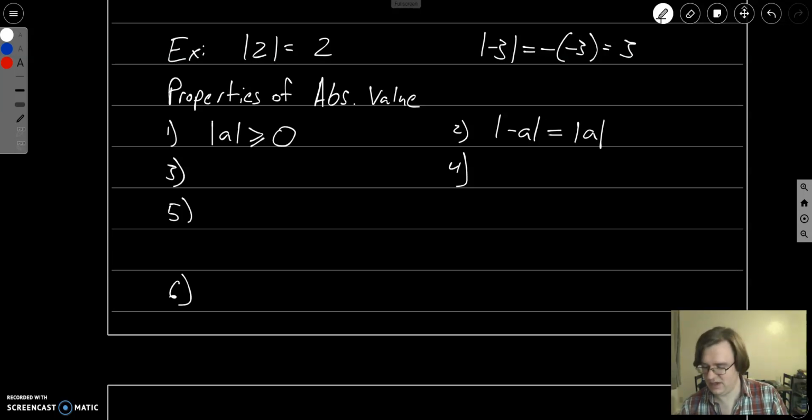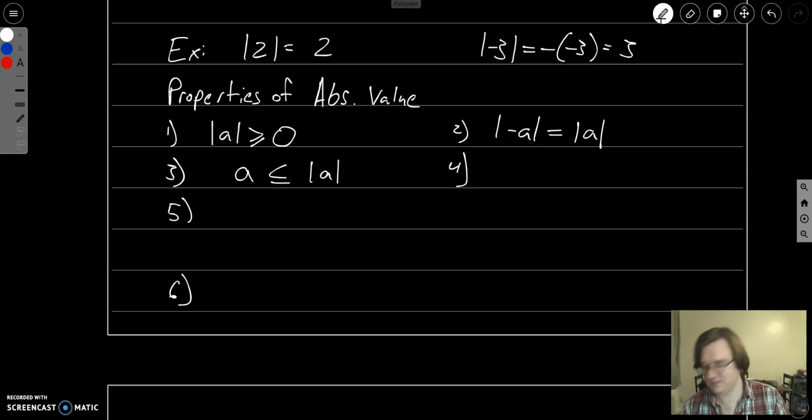The third thing is that if you take a number, its absolute value is always going to be greater than or equal to it. Either a was positive and the absolute value of a is just equal to a, or a is negative, in which case the absolute value is positive and every negative number is smaller than every positive number.